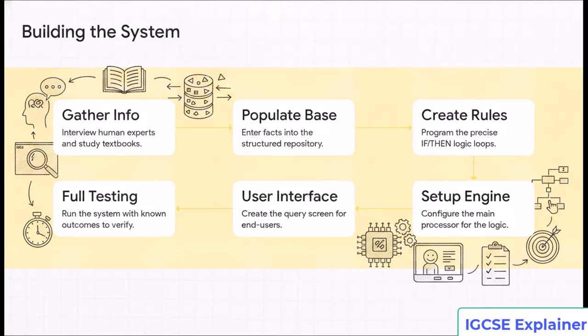Step 4 is setting up the inference engine to seamlessly handle all of that logic. Step 5 is developing the user interface so the end user can actually interact with it. And finally, Step 6, which is arguably the most vital step of all, is full testing. You absolutely have to run the system through its paces with known outcomes to verify it reaches the 100% correct conclusions long before deploying it out there in the real world.